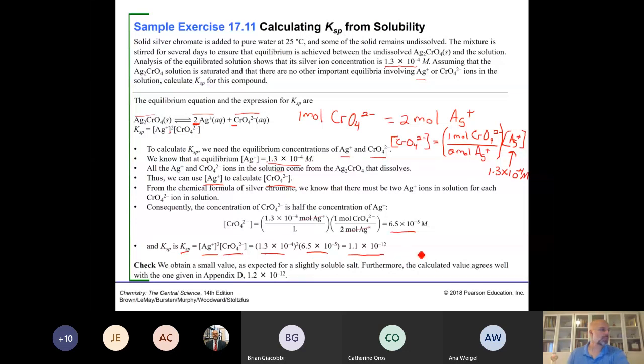So it says check, we obtain a small value as expected for a slightly soluble salt. Furthermore, the calculated value agrees well with the one given in the appendix. So if you looked up the KSP in the appendix for silver chromate, you would get 1.2 times 10 to the minus 12. And we calculated based on solubilities 1.1 times 10 to the minus 12. So this makes sense to everyone?